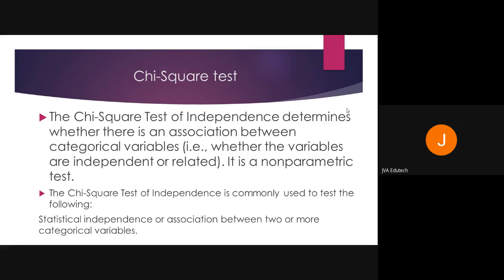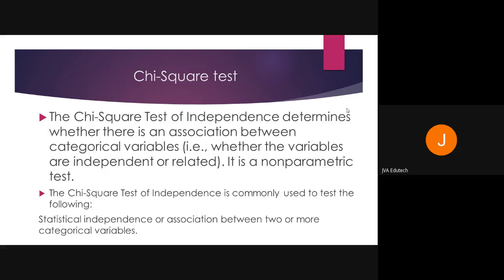So this test determines whether there is an association between categorical variables. Now here this is not the case of continuous variables. In both the dependent cases and independent cases, you have a categorical variable, that is, the variable taken on a categorical scale, either the ordinal scale or the nominal scale. So this tests the relationship between categorical variables, and chi-square test is basically a non-parametric test.